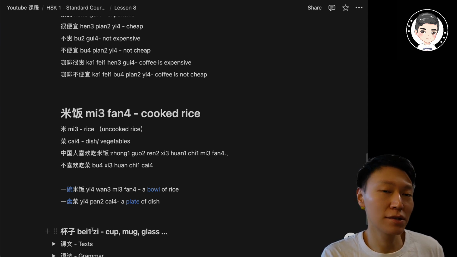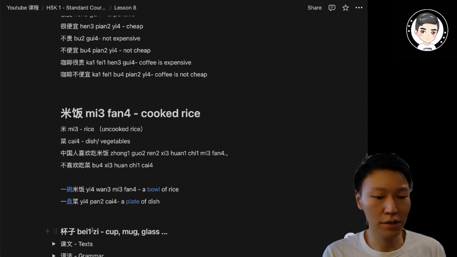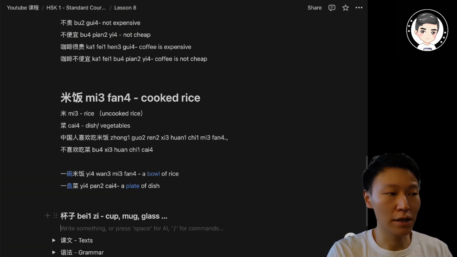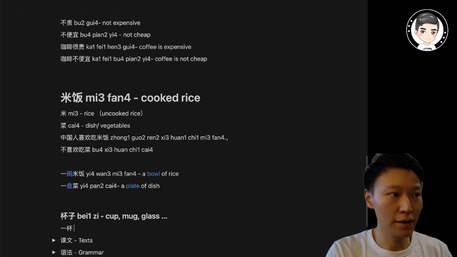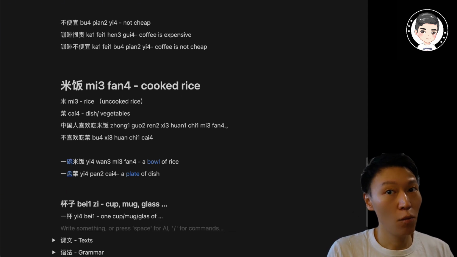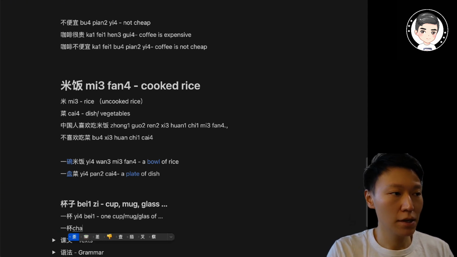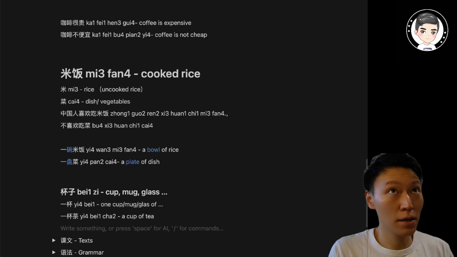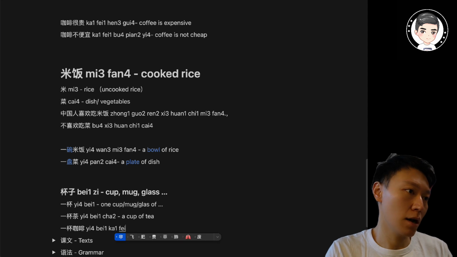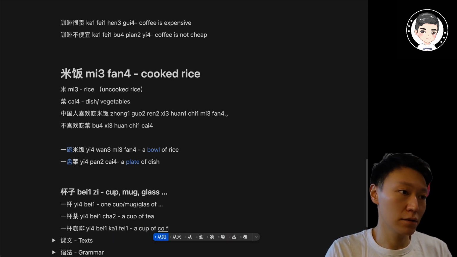So what if I want to use such a container as a measure word? Then we don't use 子. We just say 一杯. And then it means one cup or one mug or one glass of something. So one cup of tea, 一杯茶. A cup of tea. One cup of coffee, 一杯咖啡. A cup of coffee.